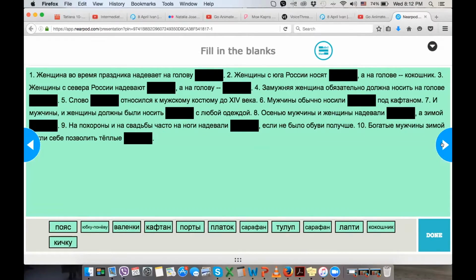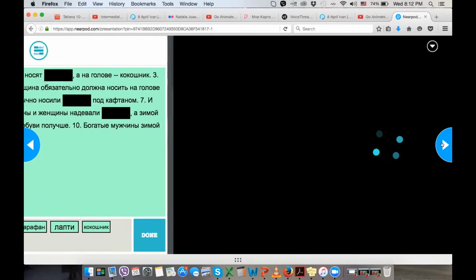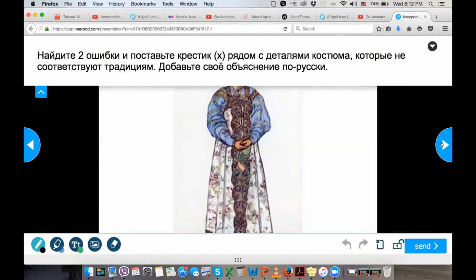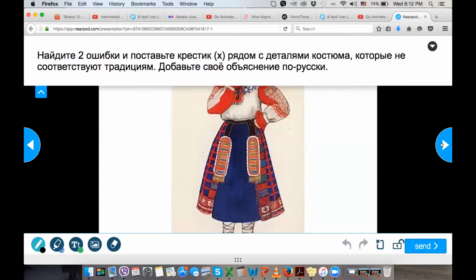As you can see, there is a fill in the blanks activity. There is also a drawing activity where students have to choose the incorrect detail of the costume and cross it over. Nearpod can be useful because it can be worked in the asynchronous mode. There is an option where the teacher doesn't control the screen, but it can be assigned to all the students at home, and they can complete it at home.